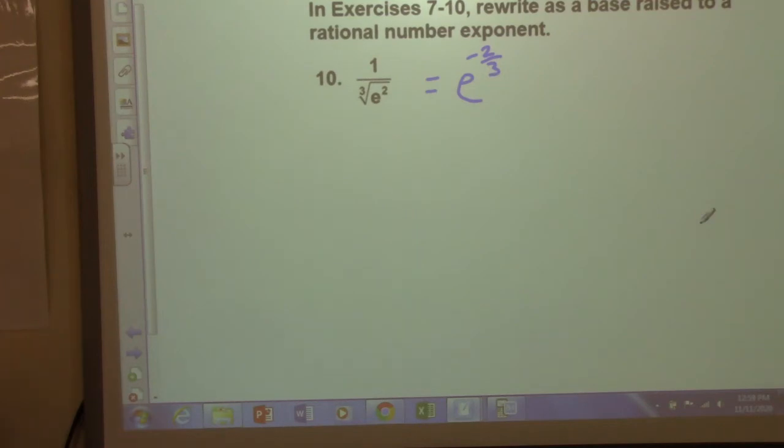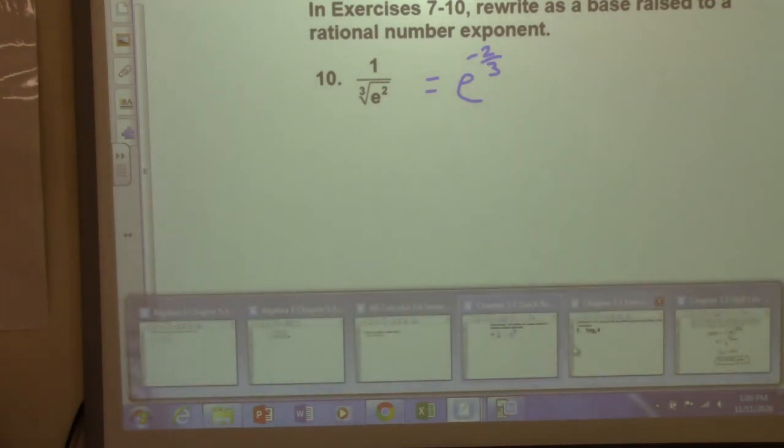Okay, and then number 10. This is what you should get for number 10, right? That's what I got. Everybody's good with this? It's not what Angel got. No, I thought I got it. You got this? Okay, good. So we're going to leave it here with these exercises, negative 1/2, and go on to the next set.